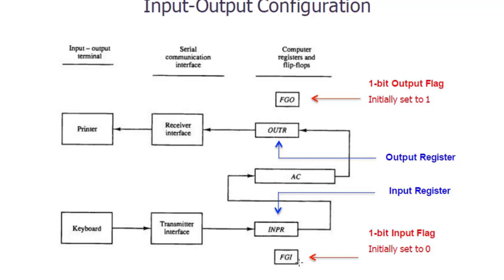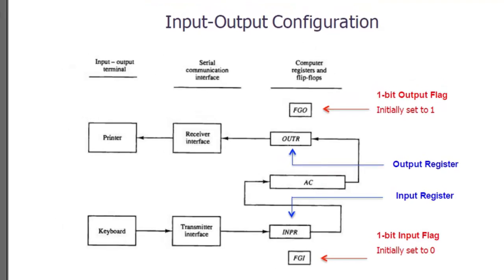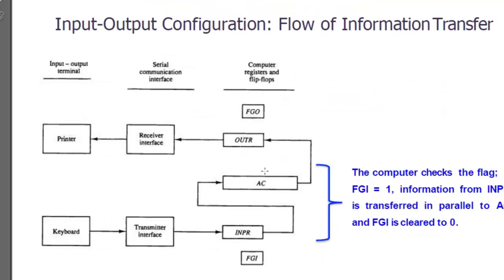After the flag input is set to 1, the input register will transfer the content to the accumulator for processing. Now after the processing of the instruction, the content from the accumulator, which is also called the processor register, will go to the output register. When the contents are stored in the output register, the flag output will be set to 1 because the contents are currently present in the output register. Now the contents from the output register go to the printer, that is the output device, through the receiver interface. In this way the communication takes place between the input and output devices and the accumulator.